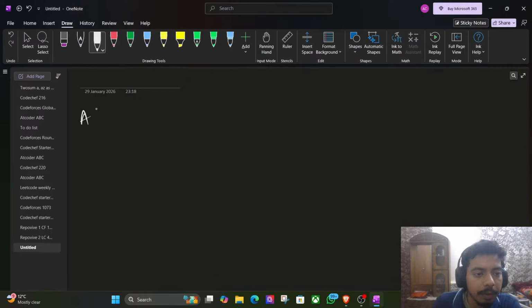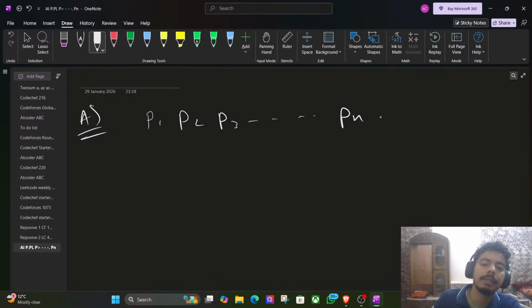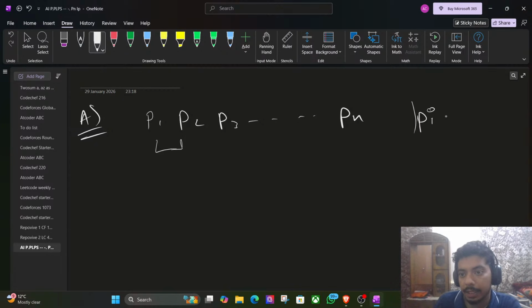So in the first problem, you are given an n and you need to find a permutation. So it's P1, P2, P3 up to some Pn. You're given n. Okay. And it says when you are making this permutation, the difference between the adjacent elements, which is Pi minus Pi plus 1, must always be divisible by i.